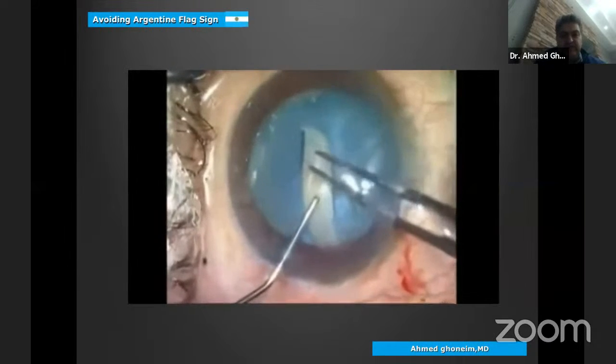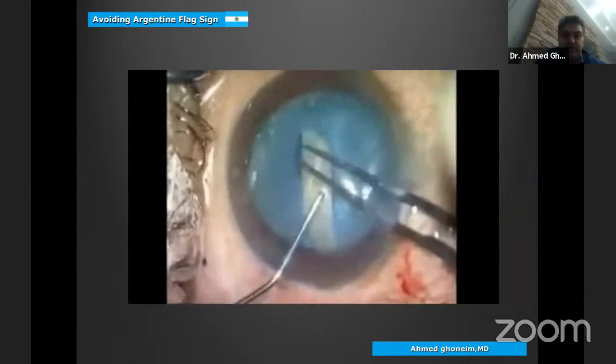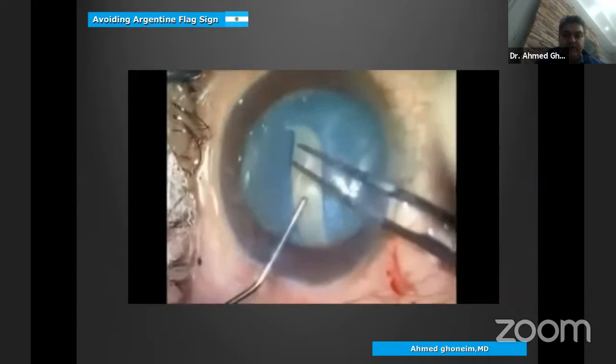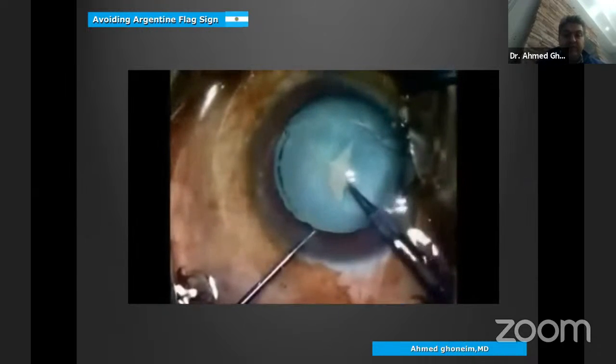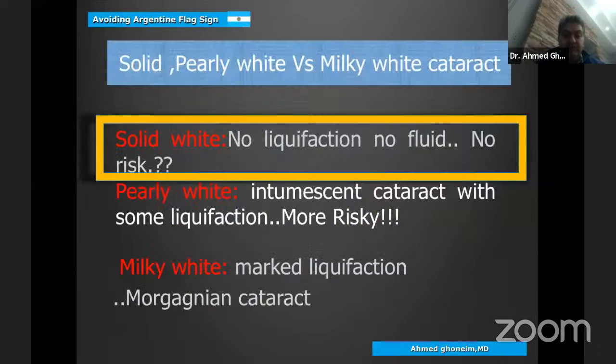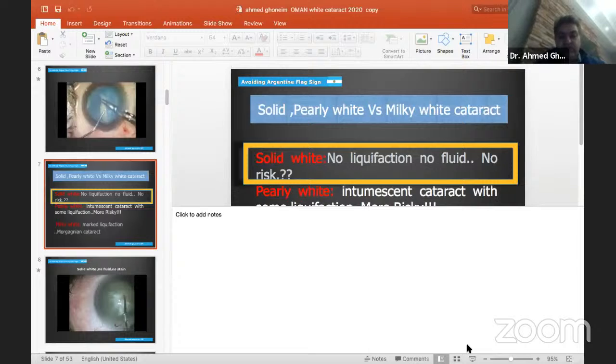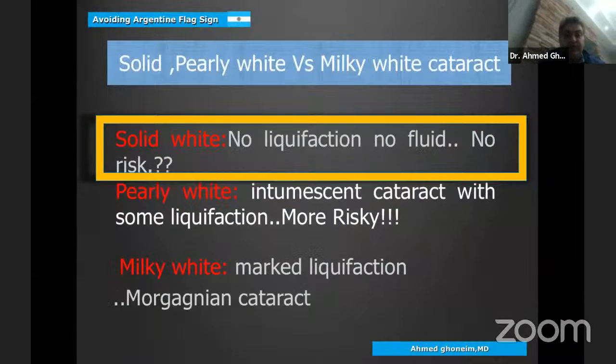Like in this case, you can just puncture the capsule, and you find that it's running away, and it makes the case more or less difficult. There is no 100 percent certainty that you won't have an Argentine flag sign, but you have to understand the meaning and the types of white cataract we have.